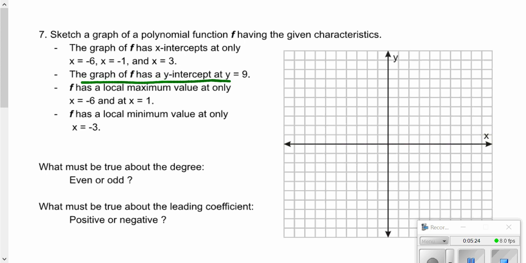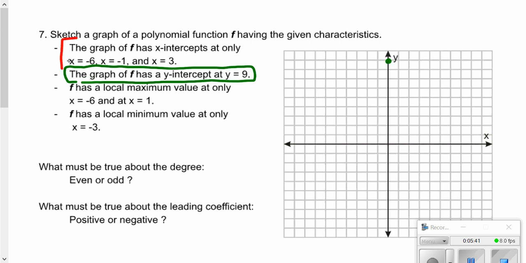This clue looks like the easiest to put onto the picture because it's very specific. So I want to go up to 9. And put a dot right there. Okay, and that is complete. There's no other way to interpret that. I don't have to think about it anymore.